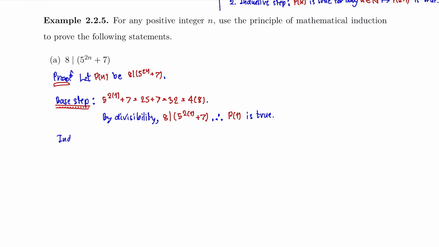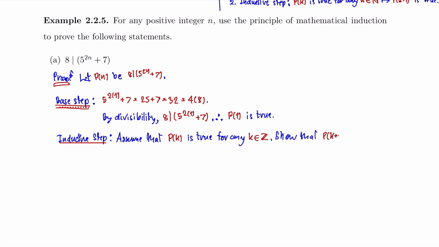And next is the inductive step. What do we have for the inductive step? We have to assume that P(k) is true for any integer k. What do we have to try to show? We have to show that P(k+1) is true.